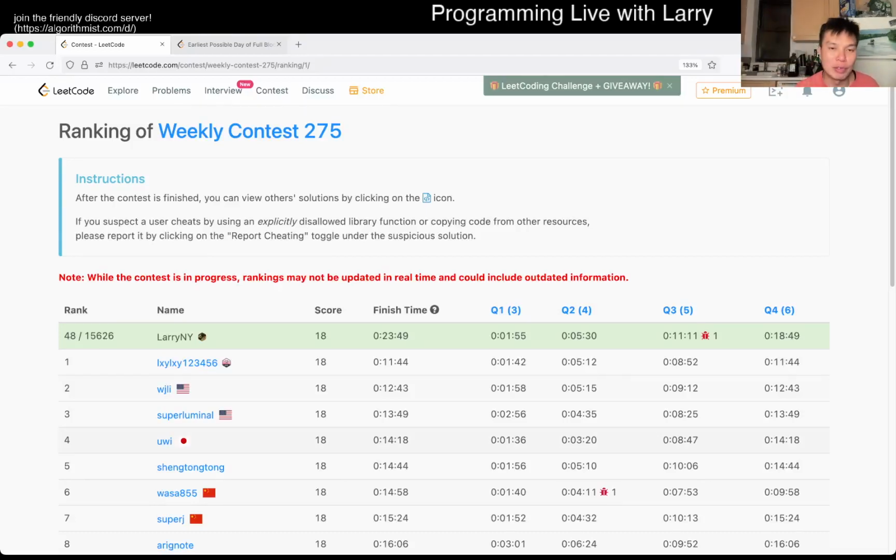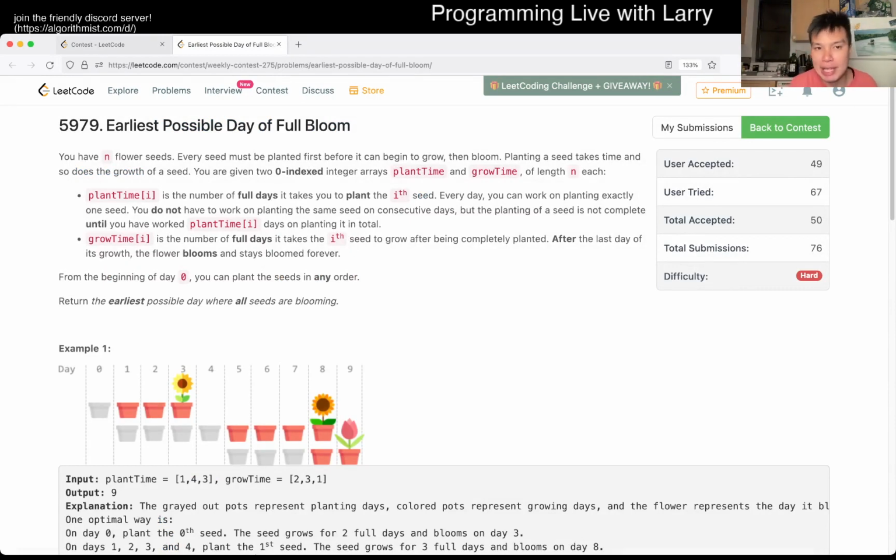This is me going with Q4 of the weekly contest 275, earliest possible day of full bloom.